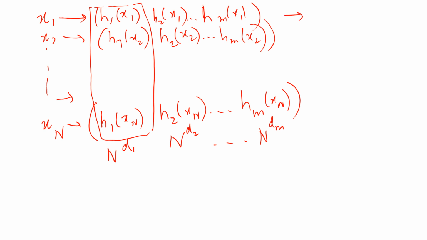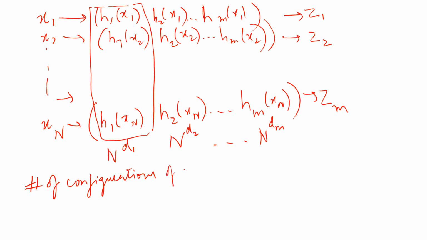Well, let's say we are denoting them by some z's. So z1, z2 up to zm, right? And the total number of configurations is going to be the sum of these, which is an upper bound. So the number of configurations of these z's is going to be less than the sum of these, essentially d1 plus d2 plus dm. Now that is pretty straightforward.